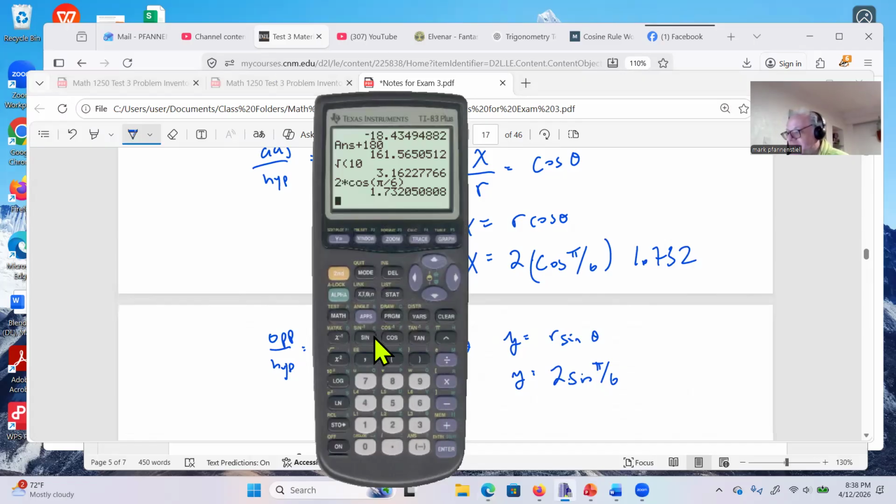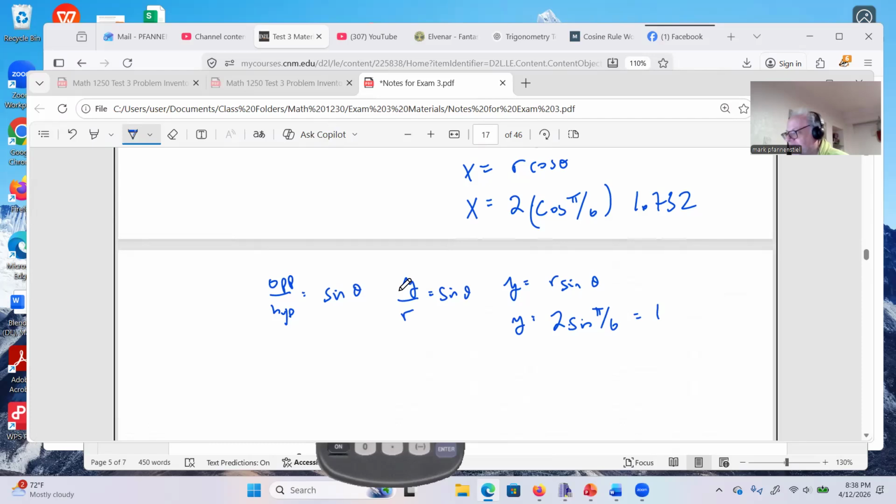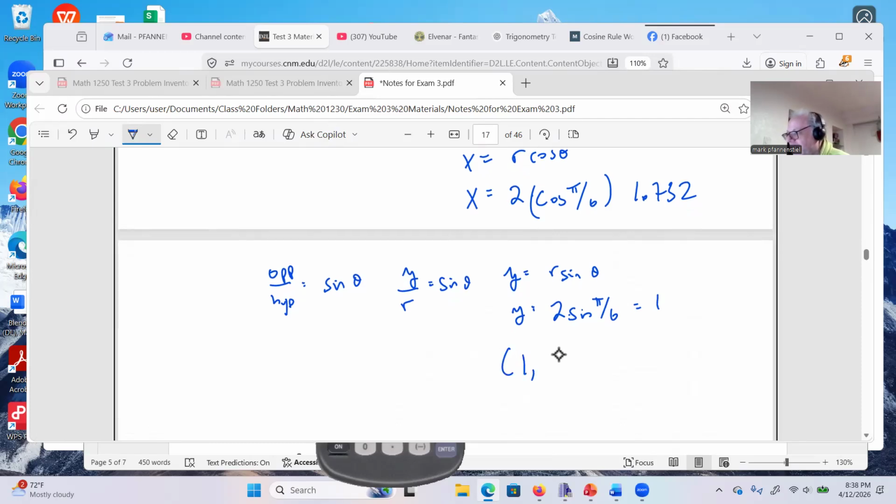So let's go ahead and type this in. We're going to say that y equals 2 times sine of pi over 6. Enter. Hey, look at that, I got 1. So the point that I'm going to be reporting here is 1.732, 1. That does look like a point in the first quadrant. They're both positive. So I'm pretty happy with how this turned out. Okay, so that would be my part B here.